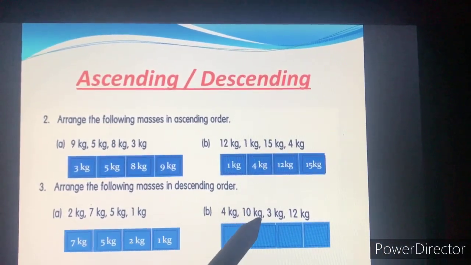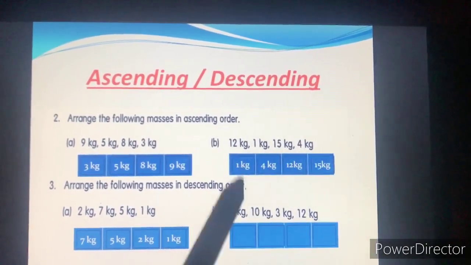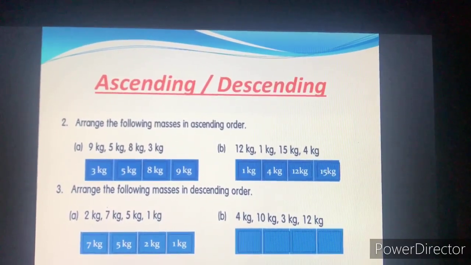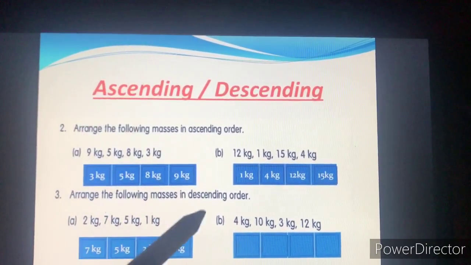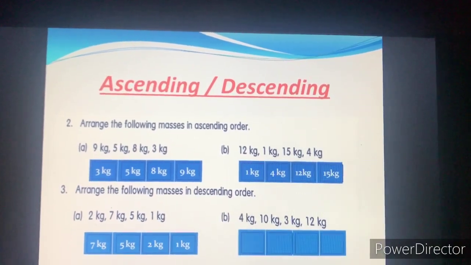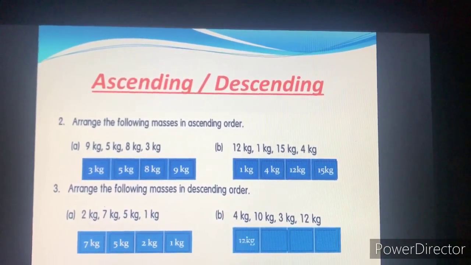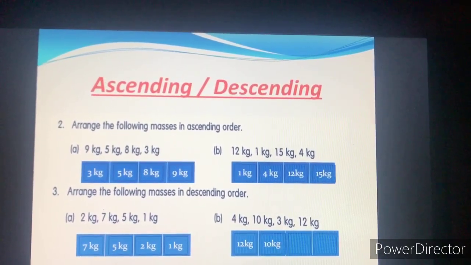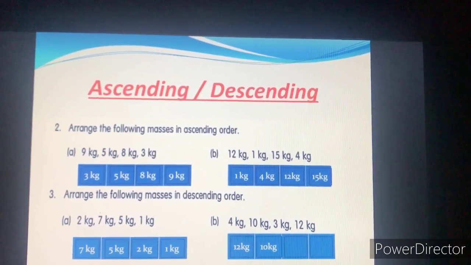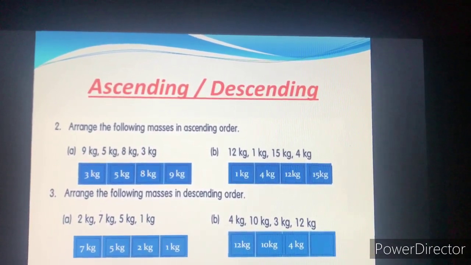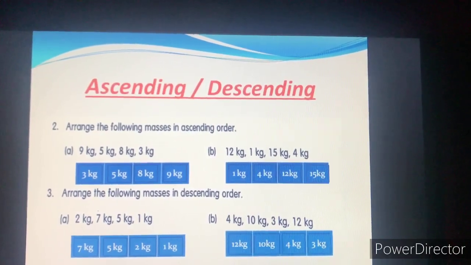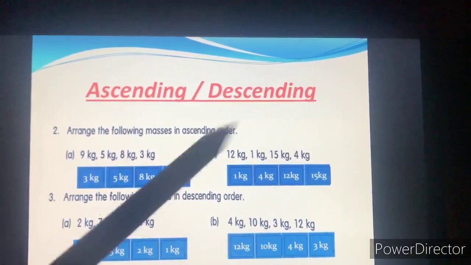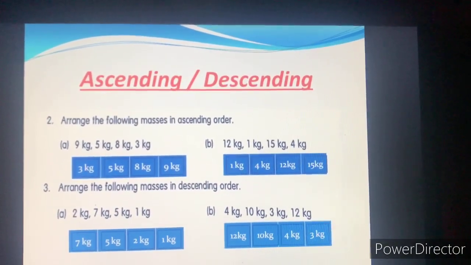Part B. 4 kg, 10 kg, 3 kg and 12 kg. So what is the biggest number in them? Because we have to write in descending order. So we will see, and yes, it's 12 kg. After that, 10 kg and then 4 kg and finally 3 kg. Yes, 12 kg, 10 kg, 4 kg and then 3 kg. It becomes in descending order.